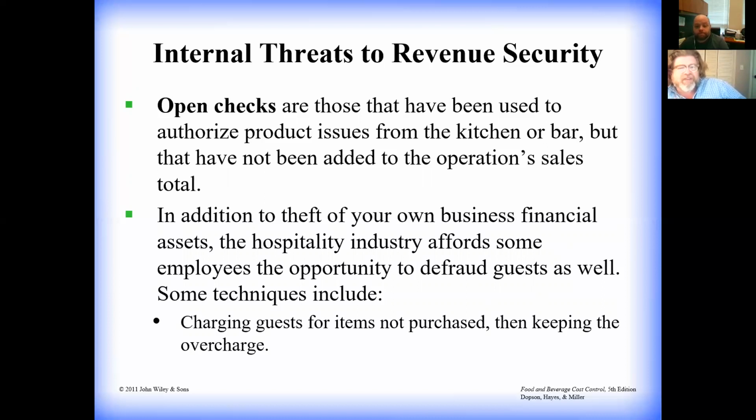Other ways that your employees could be stealing from you. Or just stealing from your guests, which in turn actually steals from you.